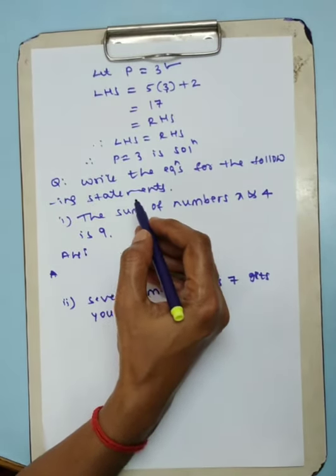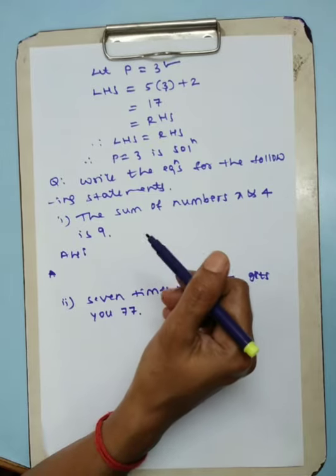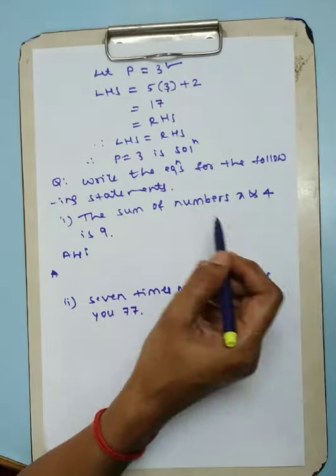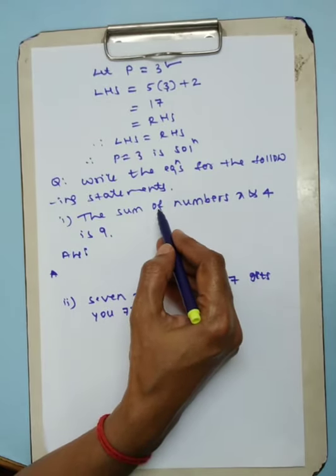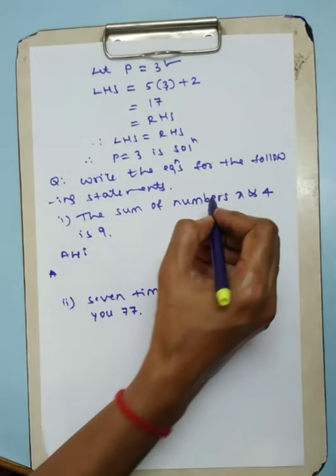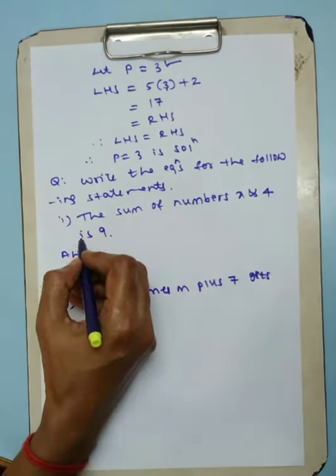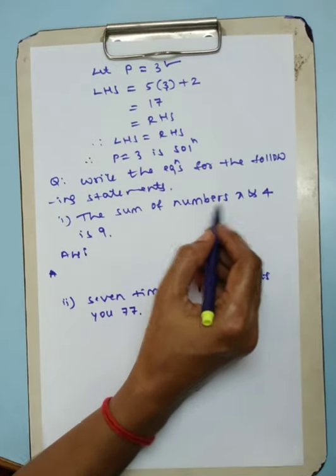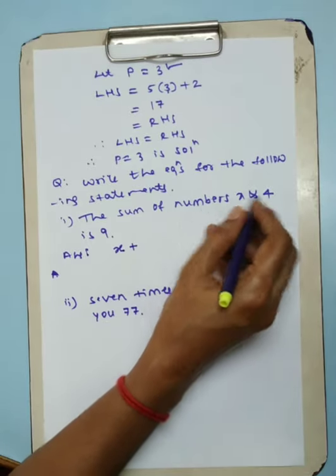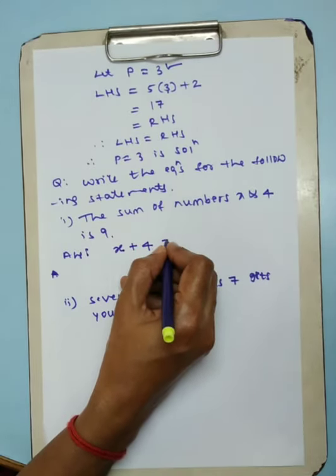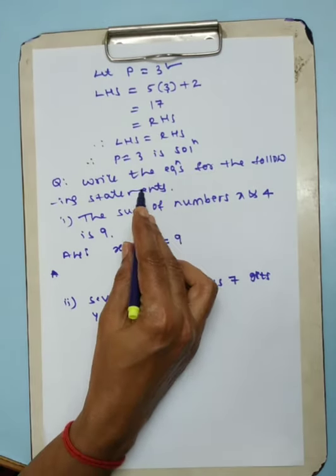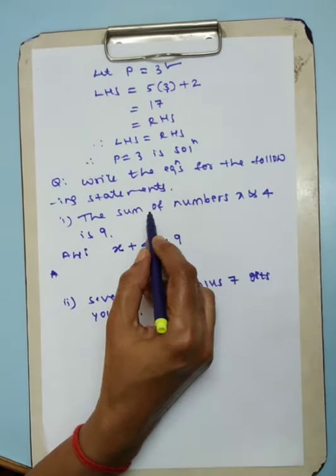Now we are discussing the fourth main of exercise 4.1. In the fourth main, what is given? Write equations for the following statements. The statements are given, you have to convert them into equations. The sum of numbers x and 4 is 9. So the sum of x and 4, sum means plus, is equal to 9. No need to solve the equation, we just have to write the equation for the given statement.